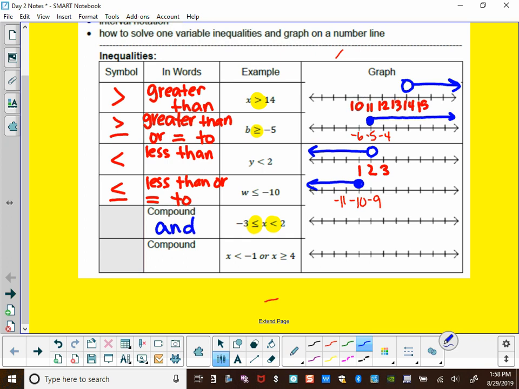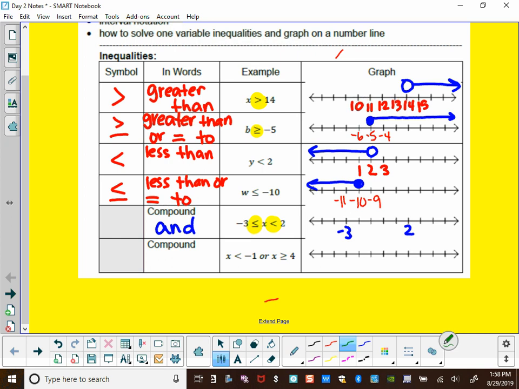So to make this graph, I'm going to put -3 here, -2, -1, 0, 1, 2. All right, so there's my number line. Yours can be a little different, make it however you want. And because it's "and," I know they're going to be joined together.